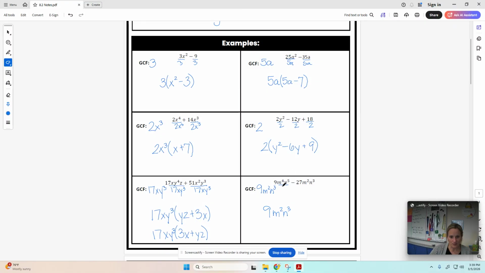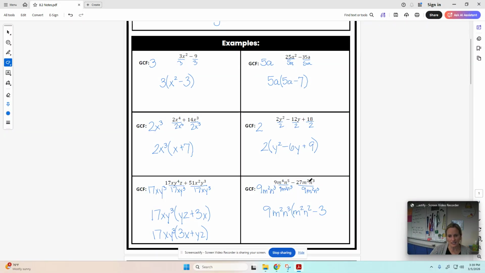and then I'm going to be dividing by that to find out what goes inside the parentheses. 9 divided by 9 is 1. Not going to write it because most likely there will be some variables. So m to the 4th divided by m squared leaves me with m squared. Just subtract those exponents. N to the 5th divided by n to the 3rd leaves me with n squared also. Minus 27 divided by 9 is 3.